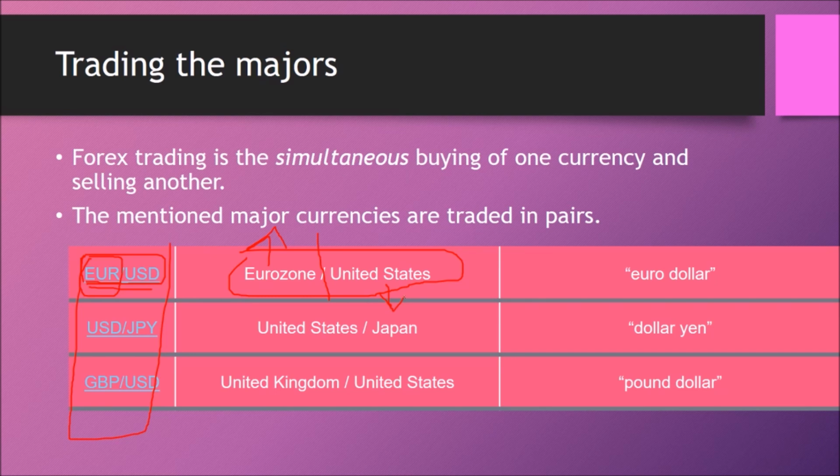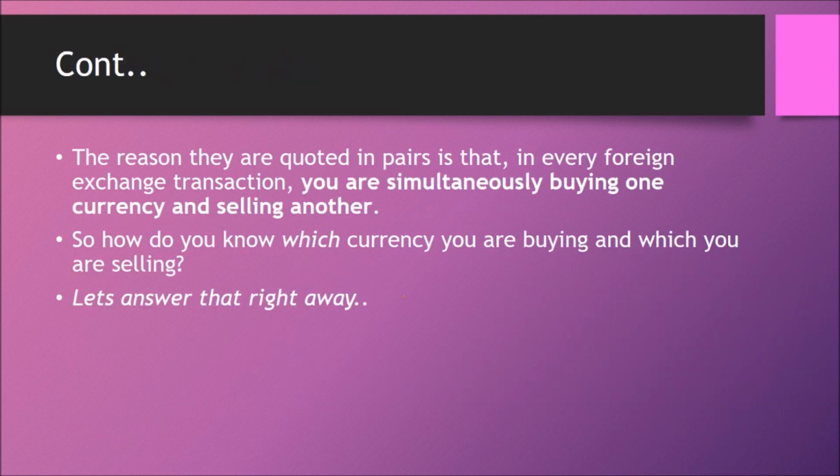So the reason they are quoted in pairs is that in every Forex transaction, you are simultaneously buying one currency and selling another. So how do you know which currency you are buying and which you are selling? Let's answer this the right way.